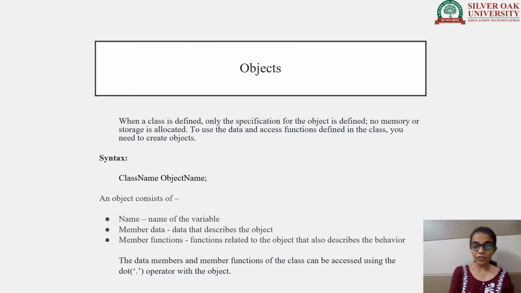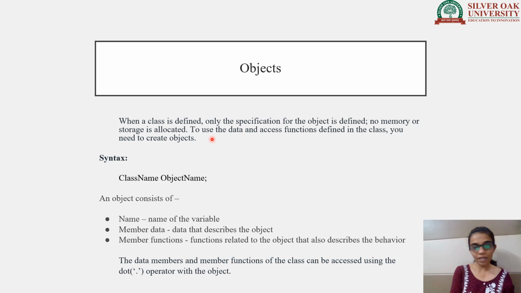Now let's see how to define objects. As I said, if I want to access the data, I can't access it with the help of the class. For that, I have to create an instance of the class, and that is known as an object. When a class is defined, only the specification for the object is defined. No memory or storage is allocated. No memory is blocked until and unless an object is created of that particular class. If you're defining a class, there is no blockage of memory.